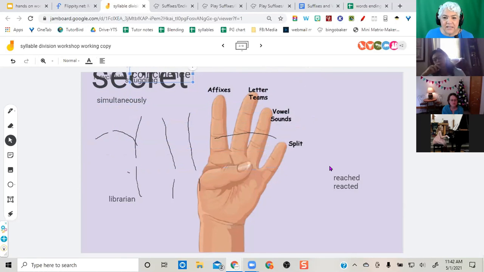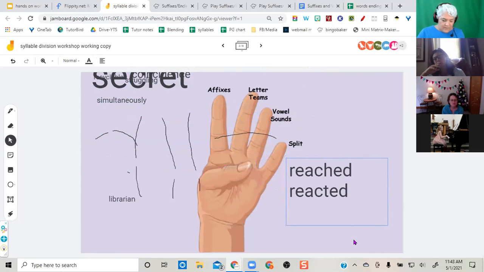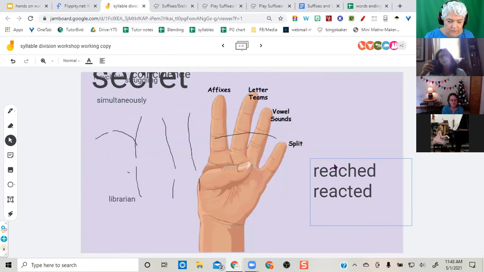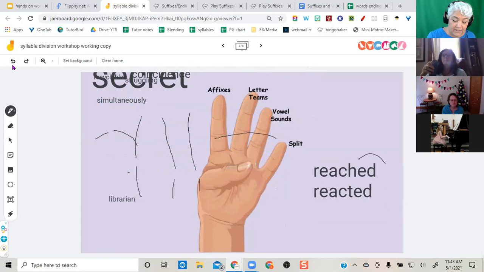And I want to look at these two here. So these words are just so alike, there's only one letter different, right? So if we're not paying attention to the structure of the word, what are we going to do? So I see a suffix. I see a letter T. Oh, maybe that's a prefix. I'll try that. React, react, reached.